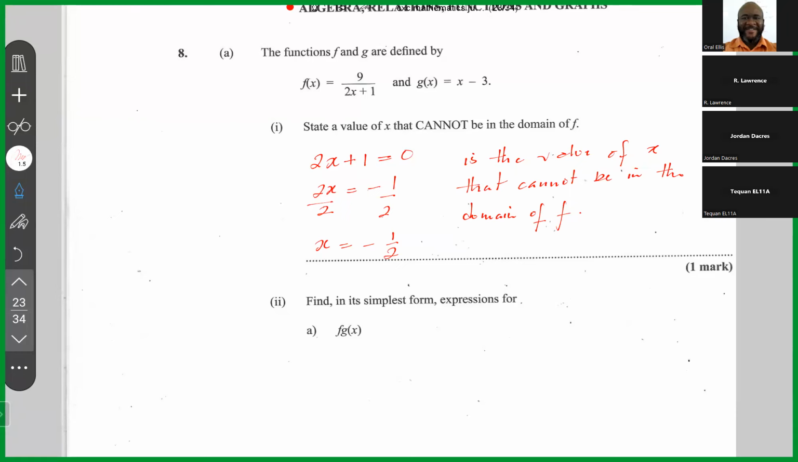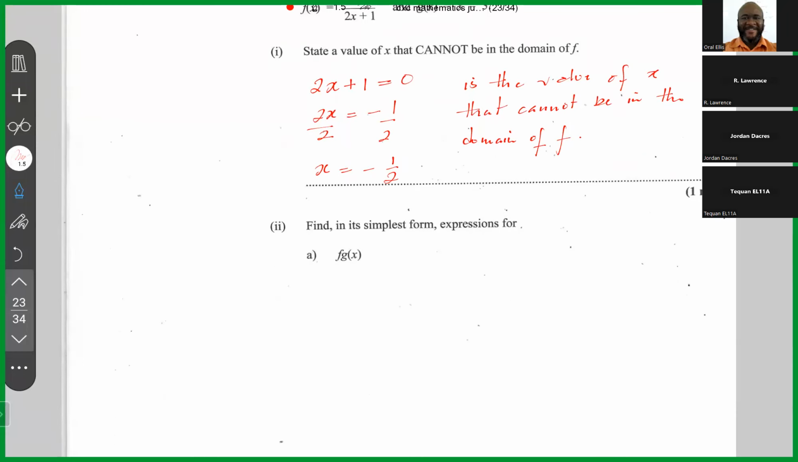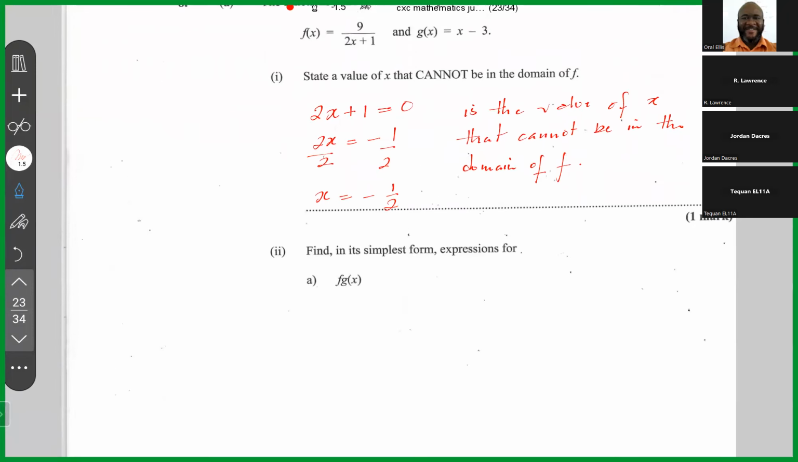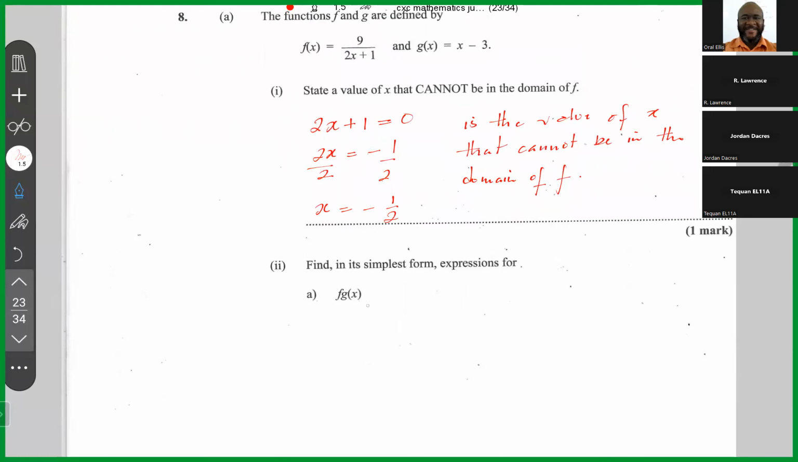All right, moving on. We're to find in its simplest form expressions for f of g of x. Now, f of g of x is a composite function, and literally we're going to form f of g of x by putting g inside of f. So the way we're going to do this is we're going to write f is 9 over 2x plus 1. But in f, wherever we see x, we're going to put g, which is x minus 3.